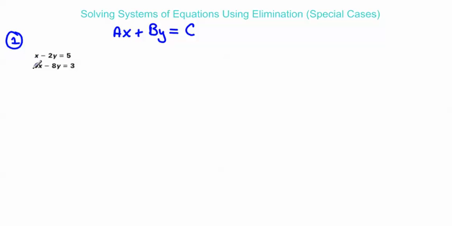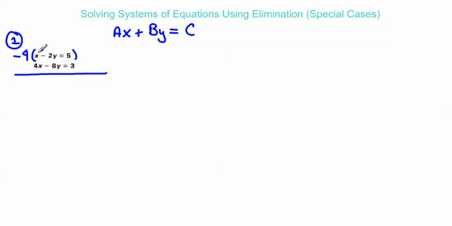Now I'm going to look at the coefficients for my x terms. It's 1 and 4 here, and negative 2 and negative 8 here. I think what I want to do is get rid of the x term, so I'm going to multiply this first equation by negative 4. The reason I chose negative 4 is because negative 4 times x is negative 4x. If I add that to positive 4x, that will cancel.